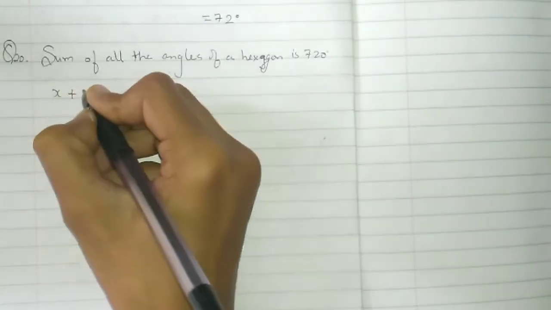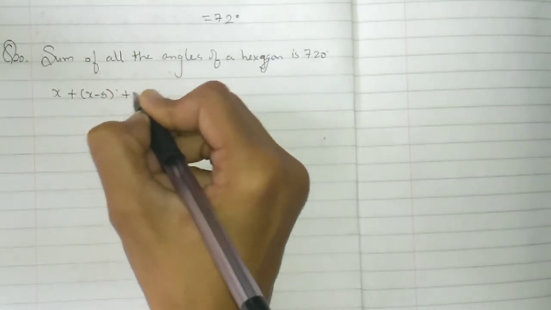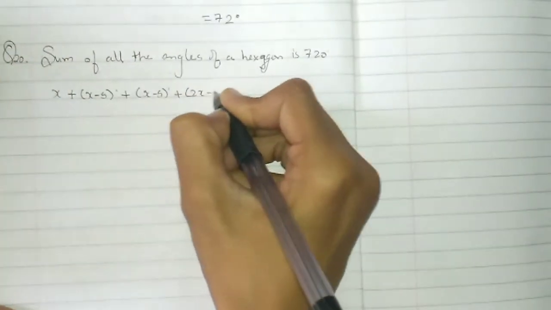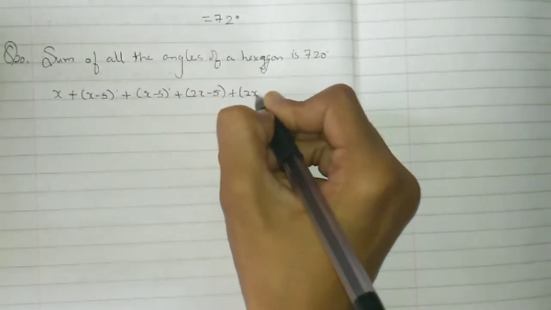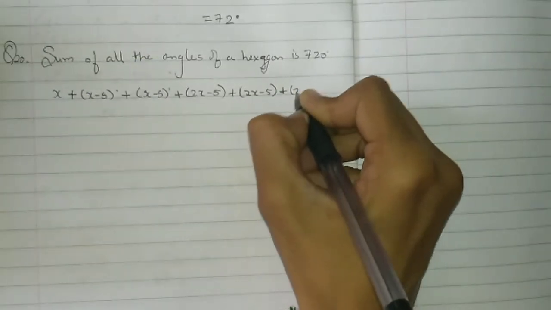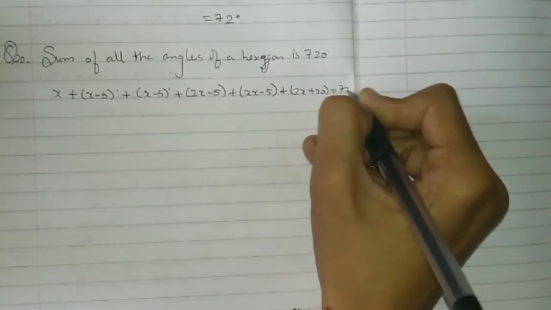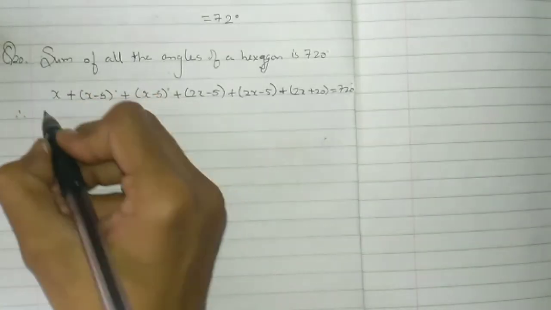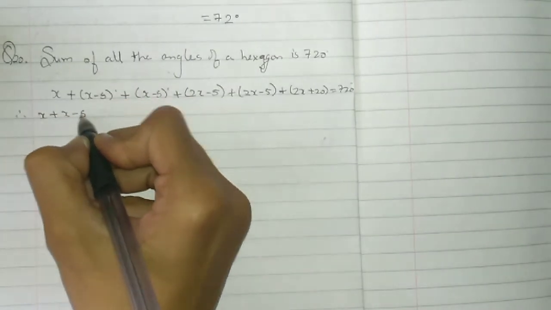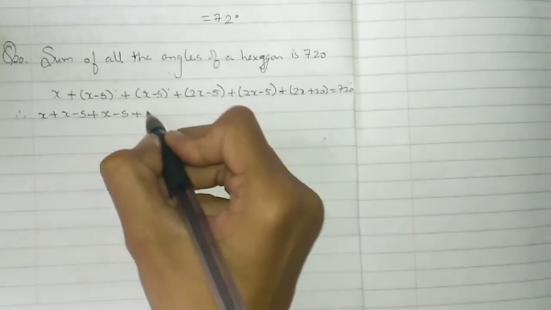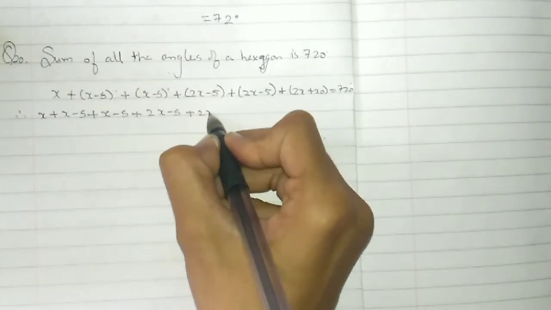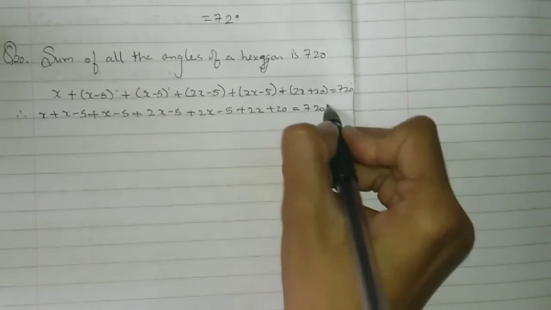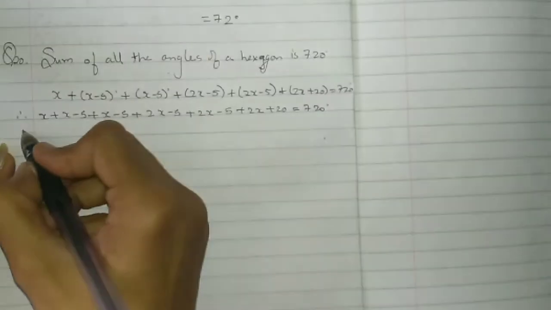First is x, second x minus 5, third x minus 5, then 2x minus 5, 2x minus 5, and 2x plus 20, equal to 720. Okay, now we will solve it. Therefore, x plus x minus 5 plus x minus 5 plus 2x minus 5 plus 2x minus 5 plus 2x plus 20 equal to 720. Now add it.